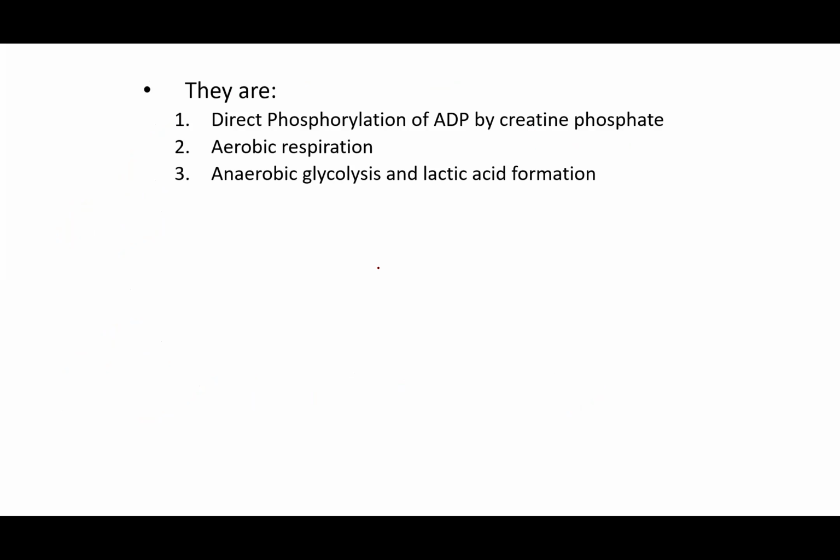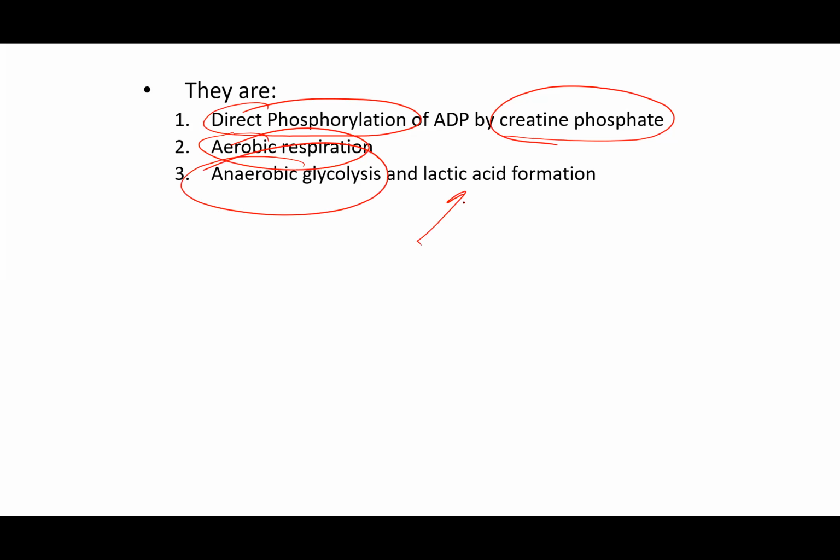Okay. One pathway is called direct phosphorylation by creatine phosphate. Second one is aerobic respiration. And the third one is anaerobic glycolysis and lactic acid formation.